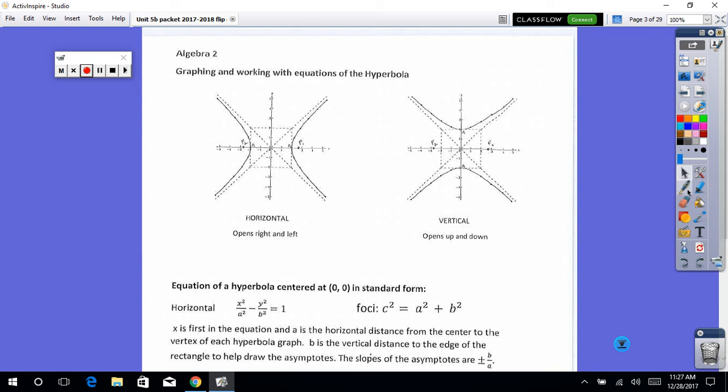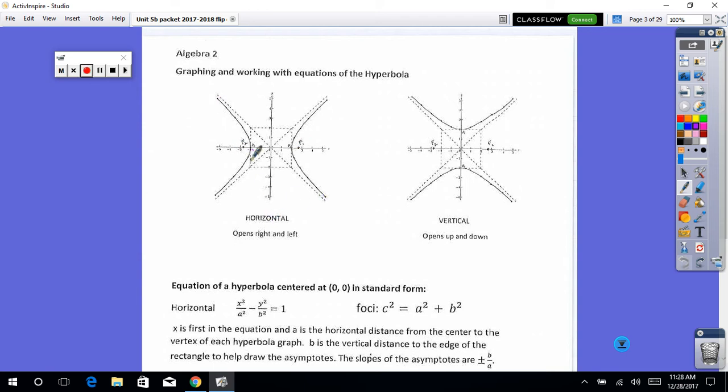Okay, the easiest way to think of a hyperbola, if you look at it, is that it's basically an ellipse that was broken apart and turned inside out. So if I were to take this piece and turn it around the other way, and take this piece and turn it around the other way, then I would have an ellipse. The easiest way to remember it is to think of it as an inside-out ellipse.